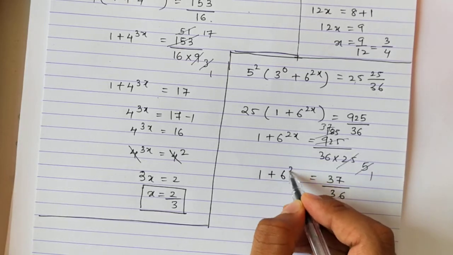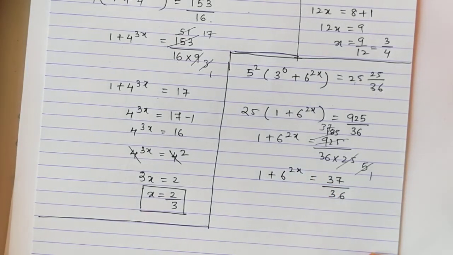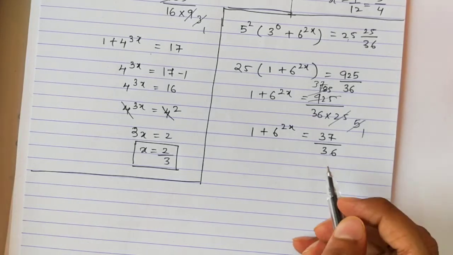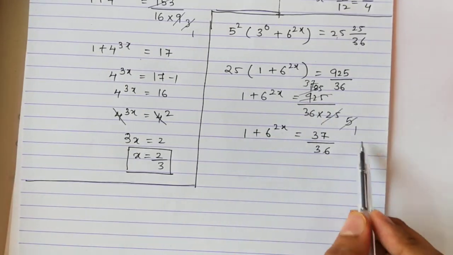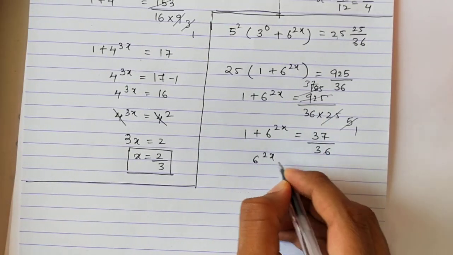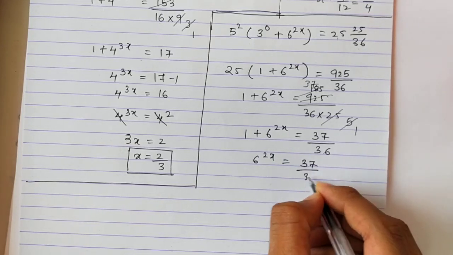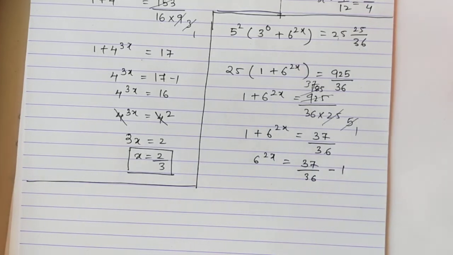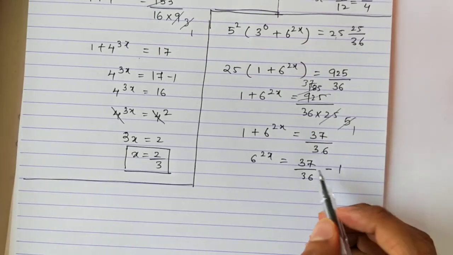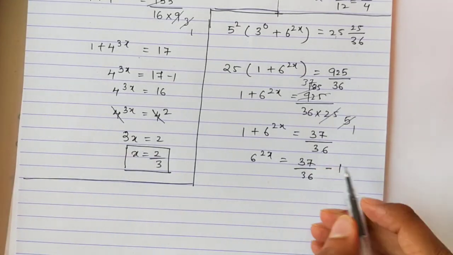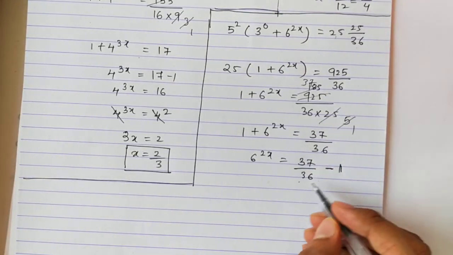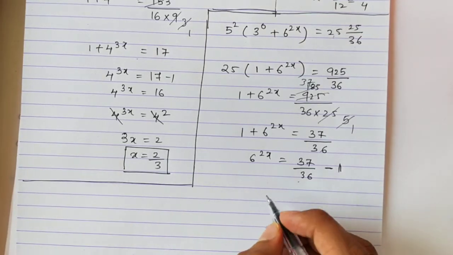So I have 1 plus 6 raised to 2x is equals to 37 upon 36. Now this 1 will shift here. 37 upon 36 minus 1. Okay, don't directly subtract 1 from 37. This minus 1 will come here, and then I will have to take LCM here. So let's take LCM.